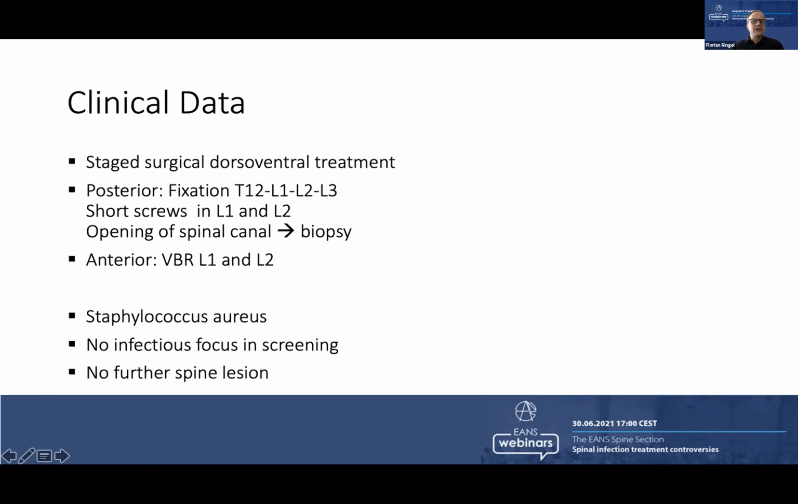We did a full screening looking for an infectious focus, but this was negative. We couldn't find a focus, and in the whole spine MRI, no further spinal lesion was found. She was set on a targeted antibiotic therapy and had 12 weeks of antibiotic therapy, 2 weeks IV and then oral, and had a resolution of her spondylodiscitis. This is how we treated it.